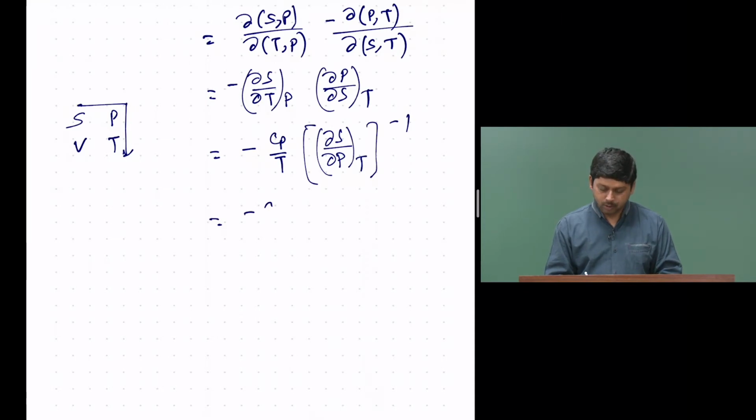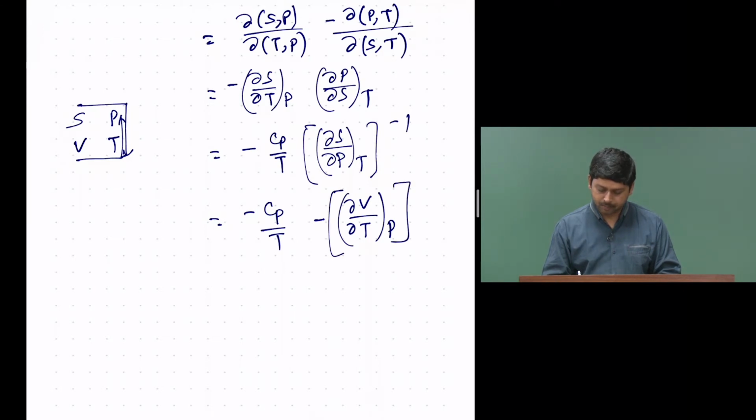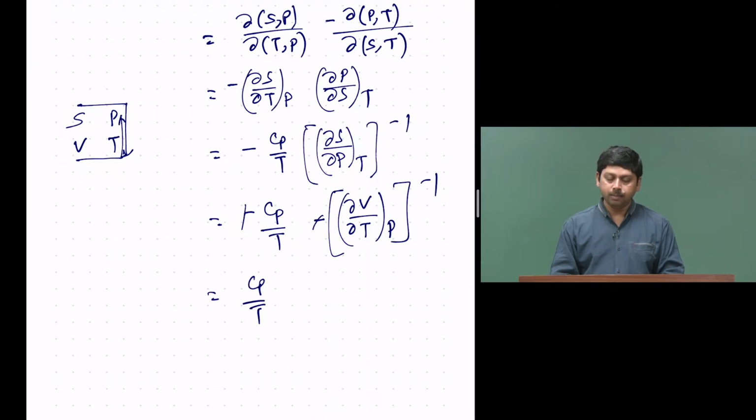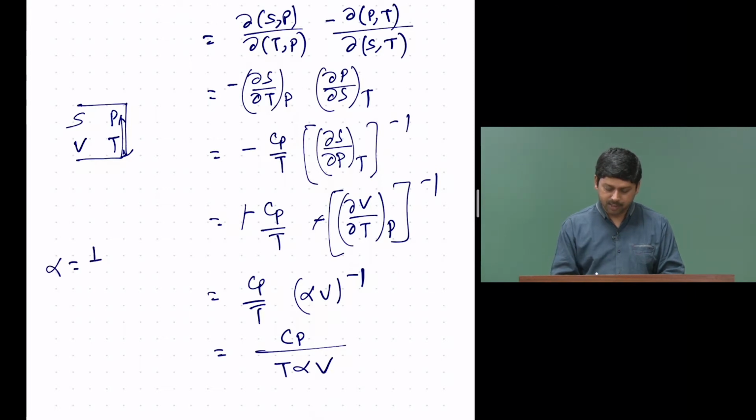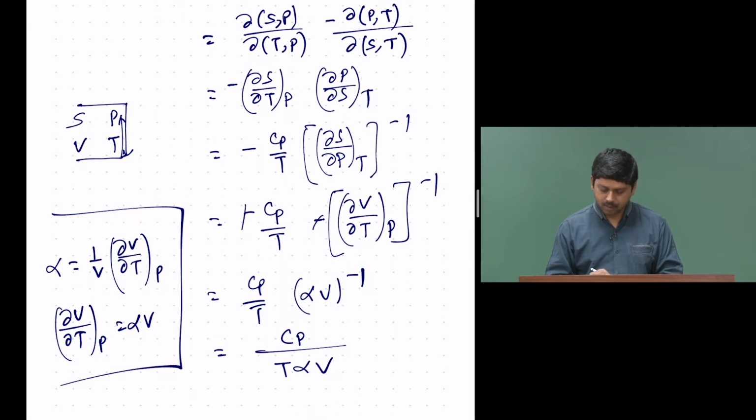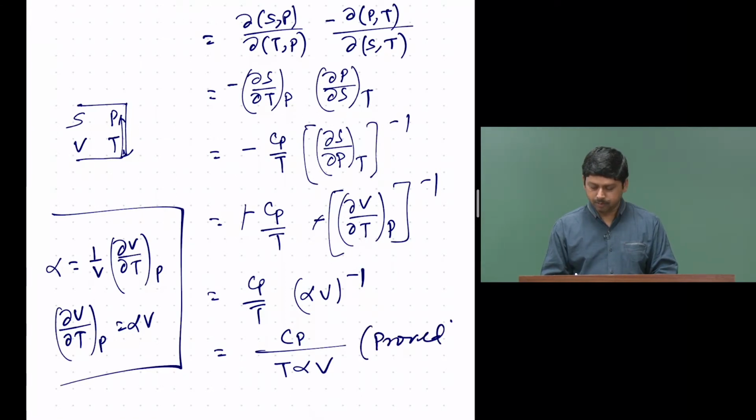Okay. So, now what you see is that del S by del P at a constant T is nothing but the negative of del V by del T at a constant P. So, minus del V by del T at a constant P, inverse of that, right. Minus minus cancels each other. So, Cp by T, and what is del V by del T at a constant P? By definition it is nothing but alpha V, inverse. So, we get Cp by T alpha V, because remember alpha by definition is 1 by V del V by del T at a constant P. So, therefore, del V by del T at a constant P is nothing but alpha V. So, that is also proved.